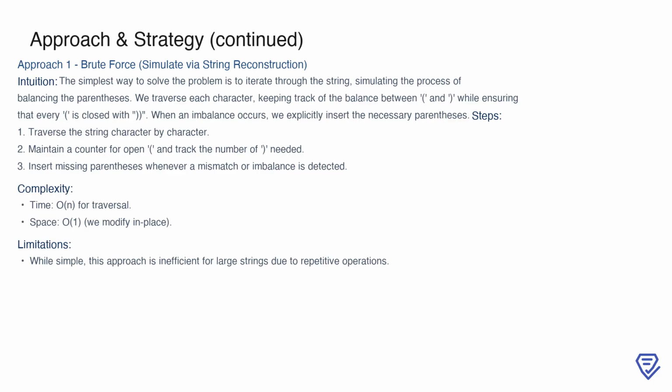To implement this, we maintain a counter for open, track how many ) are needed, and make insertions whenever there's a mismatch. Although this approach runs in O(n) time due to the linear traversal and operates in O(1) space by modifying the string in place, it can be inefficient for large inputs because of the repetitive operations involved.